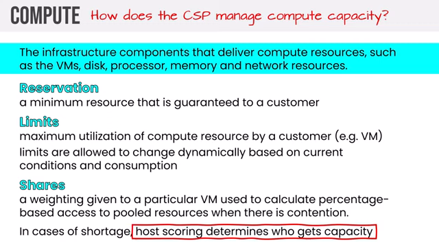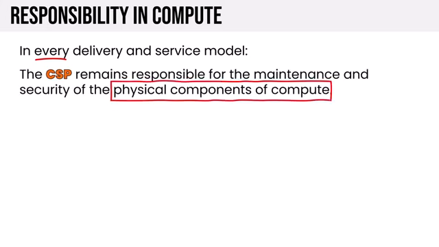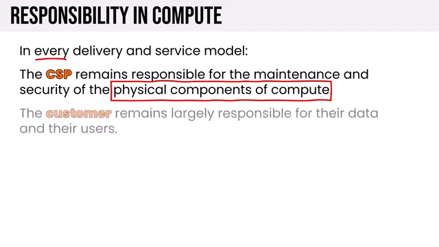But what we see in those VM SKUs is that we can choose inexpensive SKUs that get deprioritized and have low resource limits, or expensive VM SKUs that give us very high resource guarantees. So in each delivery and service model, the CSP remains responsible for the maintenance and the security of the physical components of compute. They are dealing with that physical host and that physical storage and that physical network.